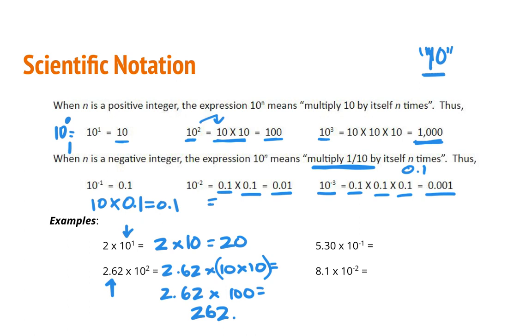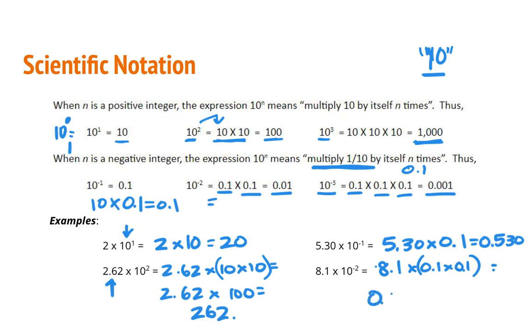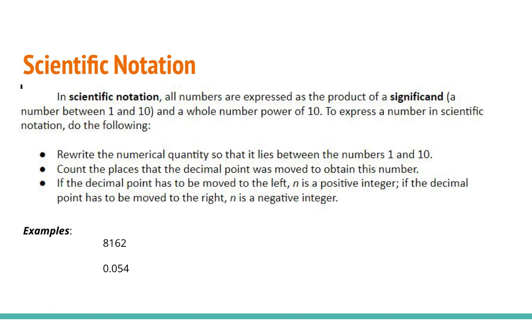Now let's do some using negative exponents. So you would have 5.30 times 0.1, which would equal 0.530. Then you would have 8.1 times 0.1 two times, because it is 10 to the negative 2. This would equal 0.081.